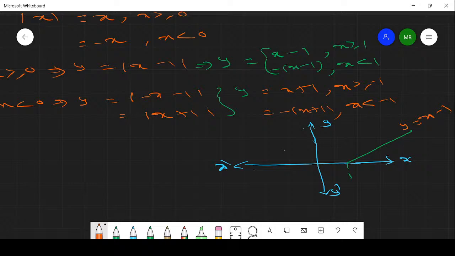Now again you can see the graph of minus of x minus 1 when x less than 1. That means minus of x minus 1 comes 1 minus x. This will be 1 minus x, here also x less than 1. So taking x less than 1, the graph will come for x less than 1, because I can join that graph.